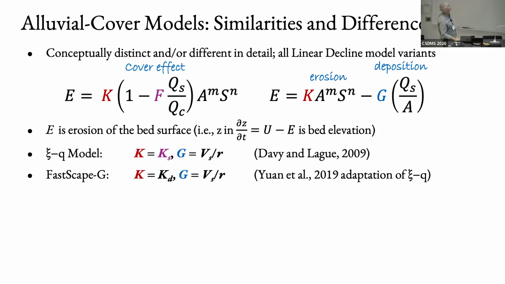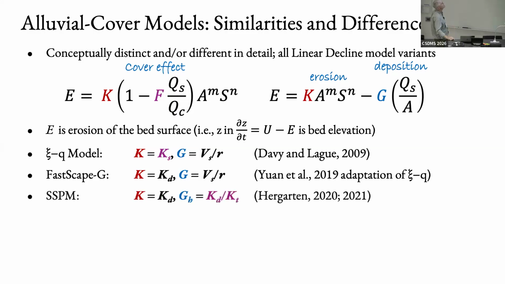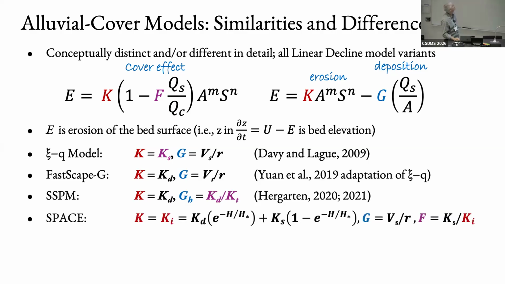I should back up and mention, KD is the erodibility of rock, KS is the erodibility of the sediment, okay? So it's kind of a fundamental adaptation of that Chi-Z model to apply it to incision into bedrock. Then Hergarten's shared stream power model. That one has just slightly different values. There's a fundamental difference in the G value, but I'm going to talk about those in a second.